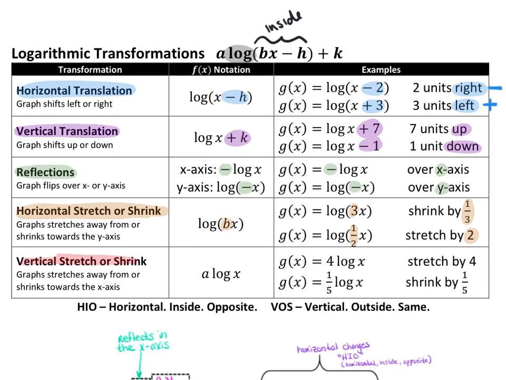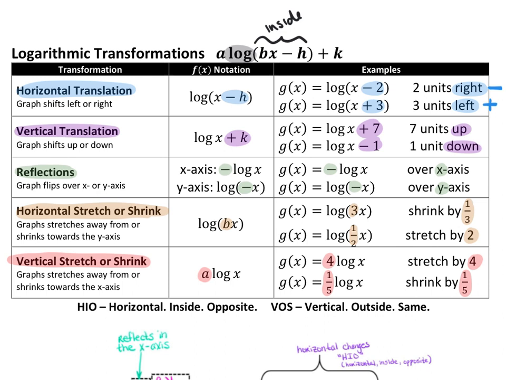Our vertical stretches and shrinks still go outside the function in front. So there will be numbers in front of logarithm. Like the first one, 4 log of x is a stretch by 4. 1/5 log of x is a shrink by 1/5. So that one is not all that confusing, just like normal. So on logarithms, just make sure you know when to add parentheses to the x or not. Basically, if you are doing a horizontal transformation, it goes in parentheses.